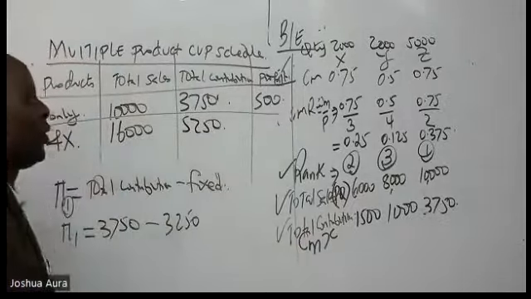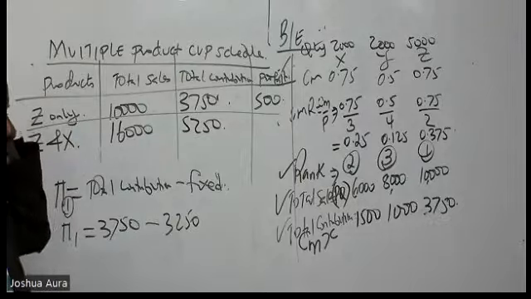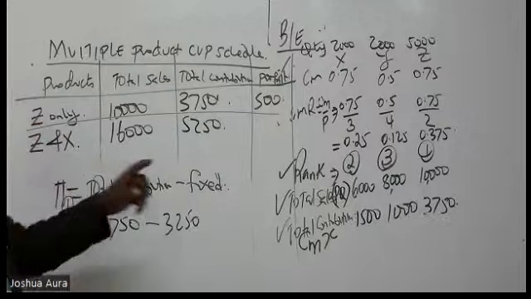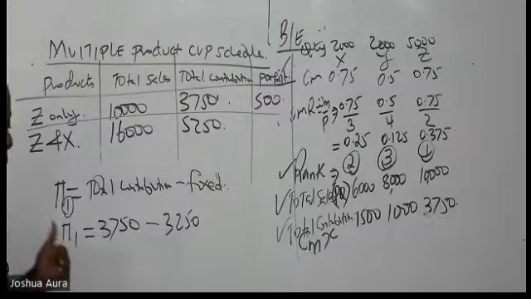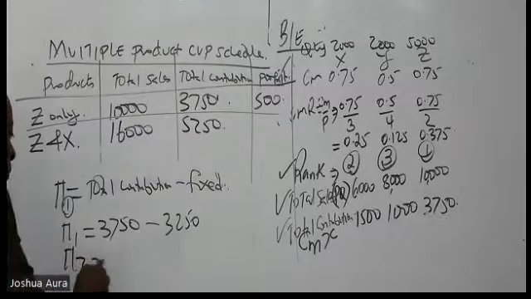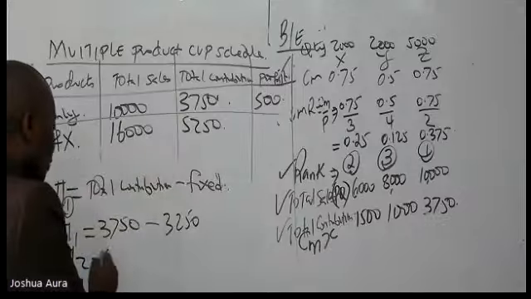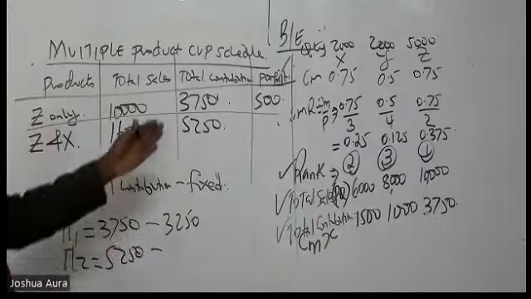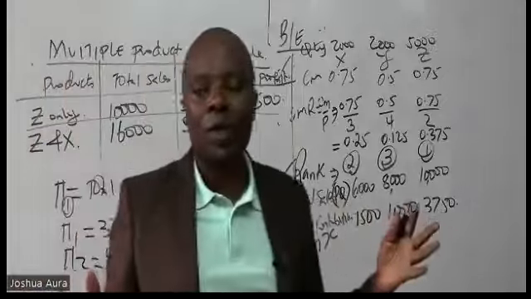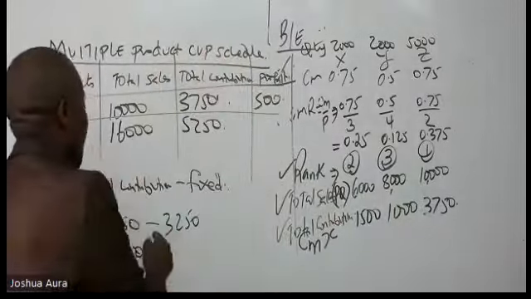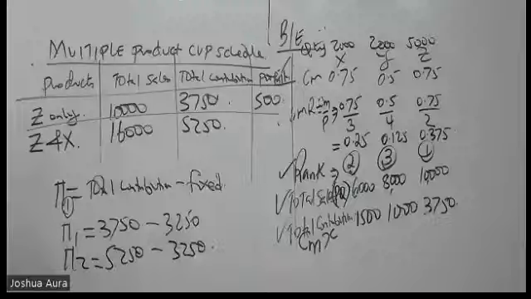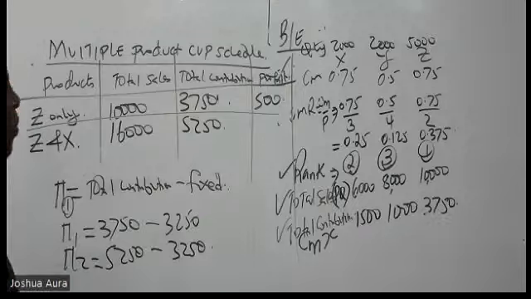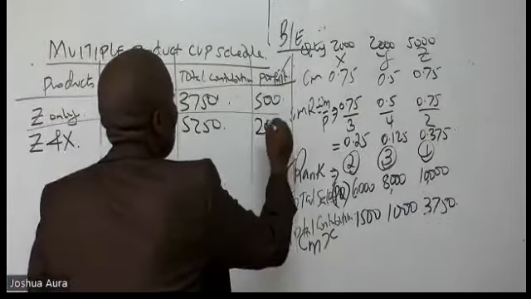Thank you very much. Ladies and gentlemen, I would want you to give me the profit now to be generated. We know how profit is calculated. To get the second profit, I take total contribution, which is 5,250, minus the fixed cost. The fixed cost is ever fixed, which is 3,250. It doesn't wobble; it is ever constant. So when you subtract, how much profit are we getting? Somebody is telling me that we're getting a profit of 2,000.